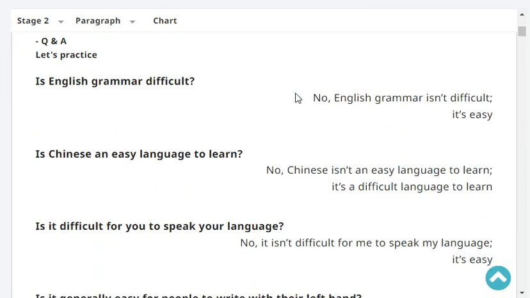Ready? Here you go. Is English grammar difficult? No. English grammar isn't difficult. It's easy.